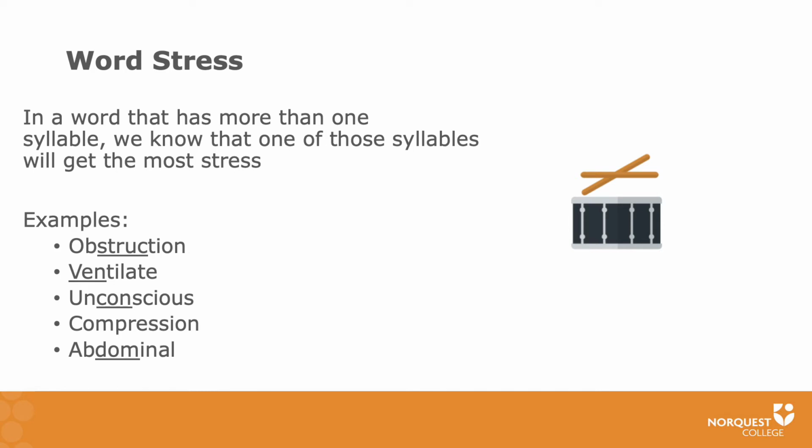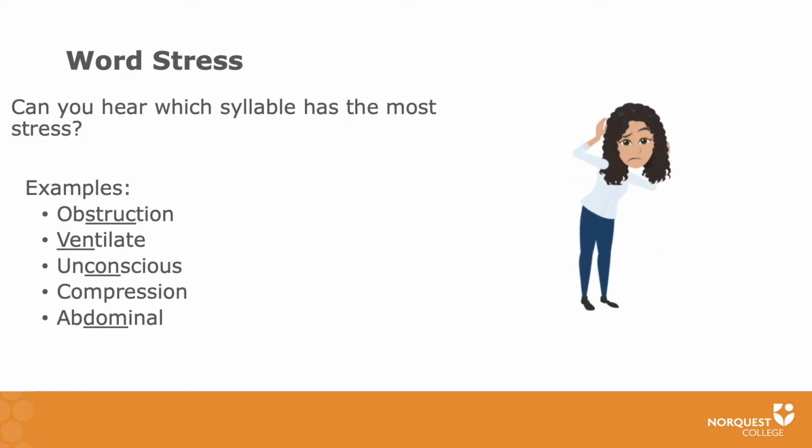So in a word that has more than one syllable, we now know that one of those syllables will get the most stress. Listen while I read this list of words. Obstruction, ventilate, unconscious, compression, abdominal. Can you hear that syllable which has the most stress? I've underlined it in these examples. Obstruction, ventilate, unconscious, compression, abdominal.